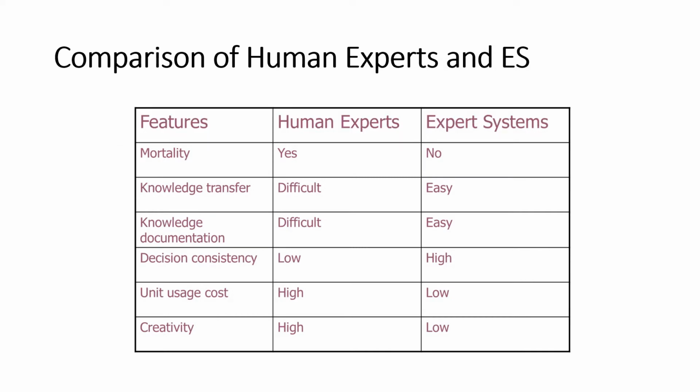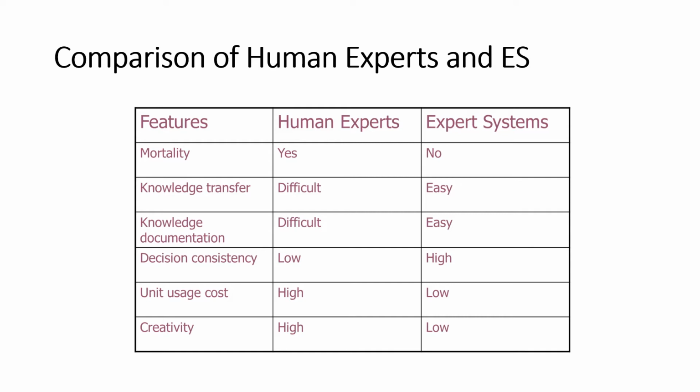Now coming to the difference between human expert and expert system. Now we have identified, or I have identified, some of the attributes where you can compare a human expert with an expert system. In case of human experts, mortality is there. A human being can die, but an expert system can never die. Okay, that expert system can become outdated, but it never dies.